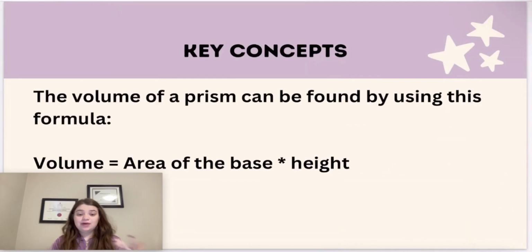And the reason this is so vague, the reason why we don't just sub something else in for area of the base, is because prisms can have lots of different bases. For example, it's different from a cylinder because a cylinder only ever has a circular base, whereas a prism can have any polygon base. It could have a square base, a rectangle base, a triangle base, a pentagon base, a hexagon base, etc. And so the equation for the area of the base will depend on what type of shape that base is.